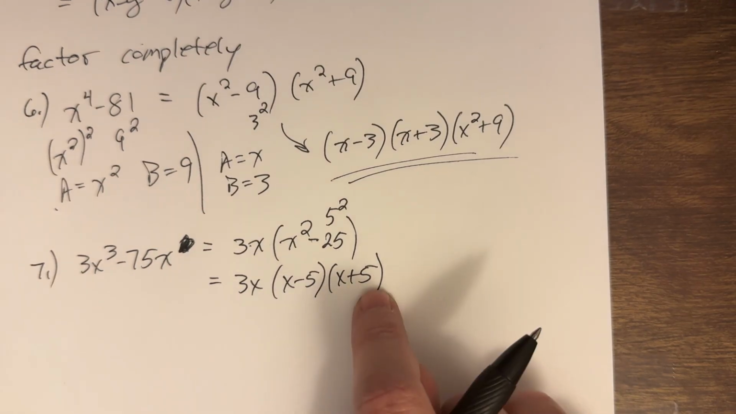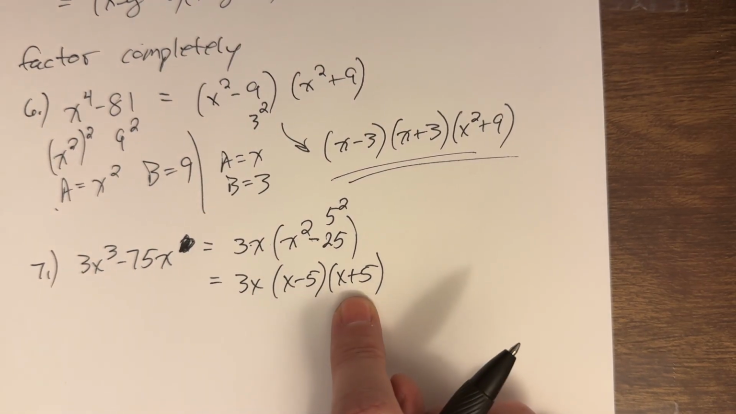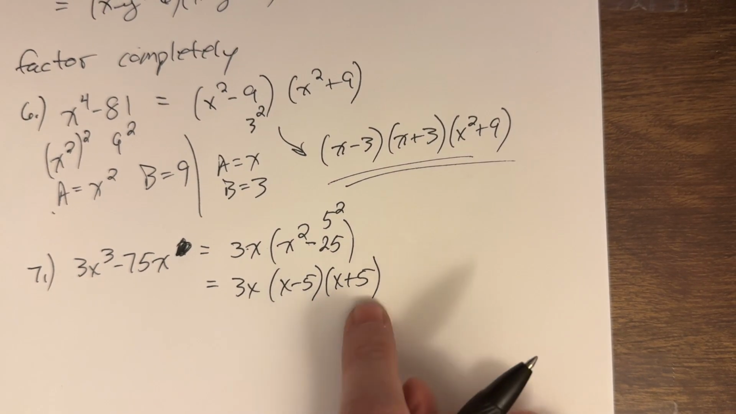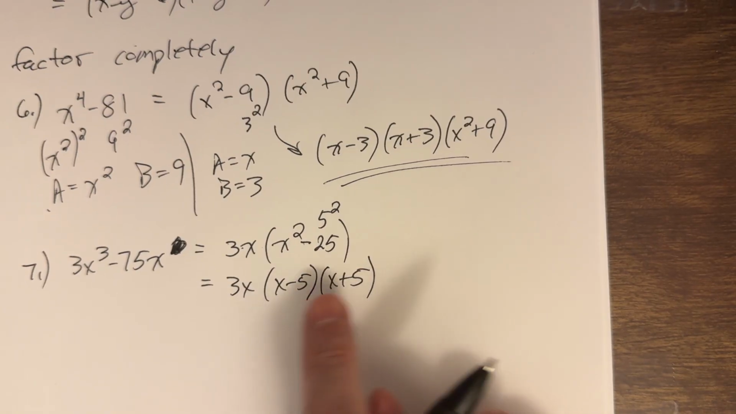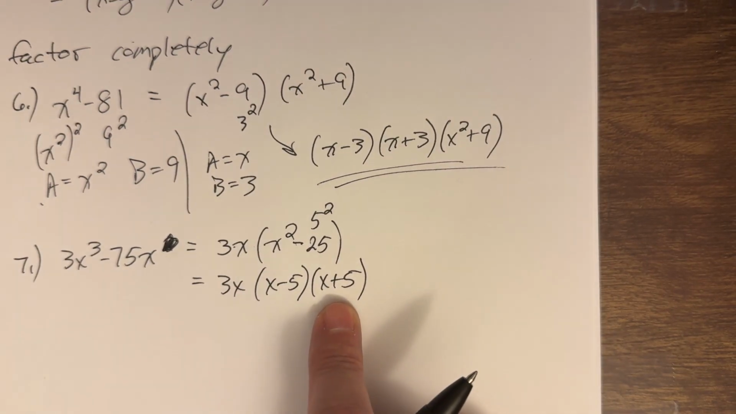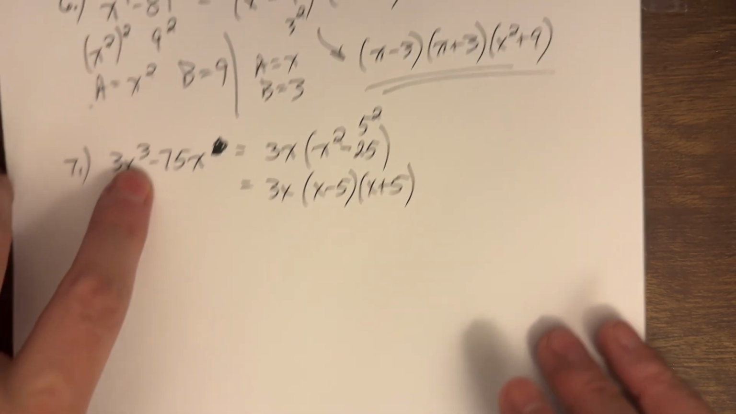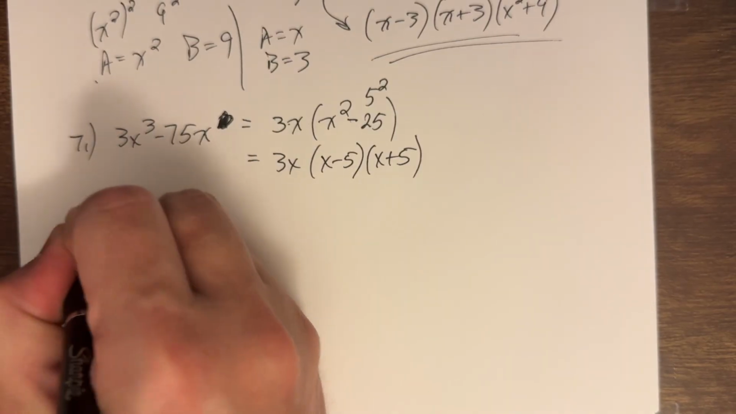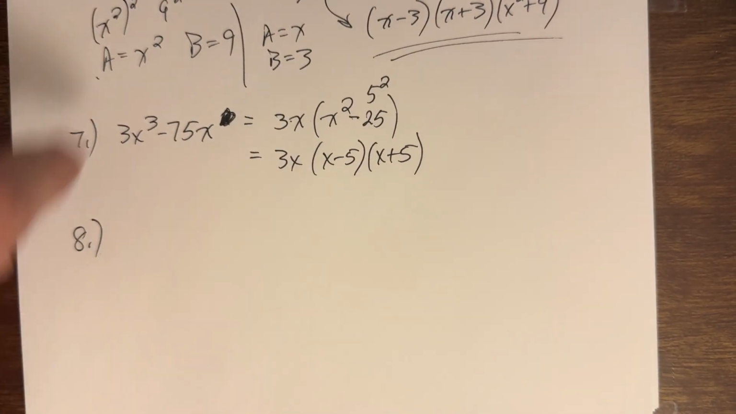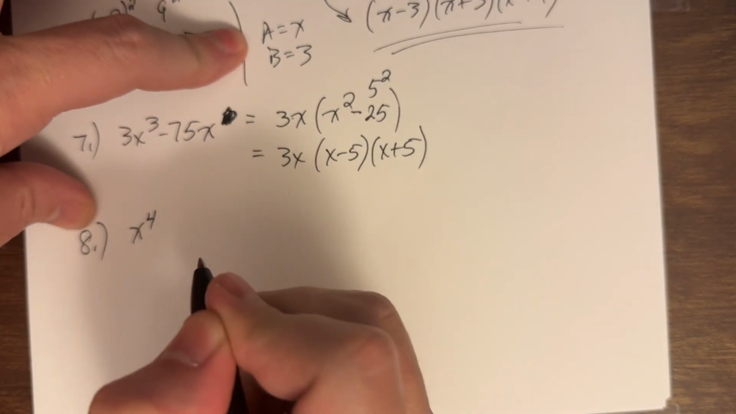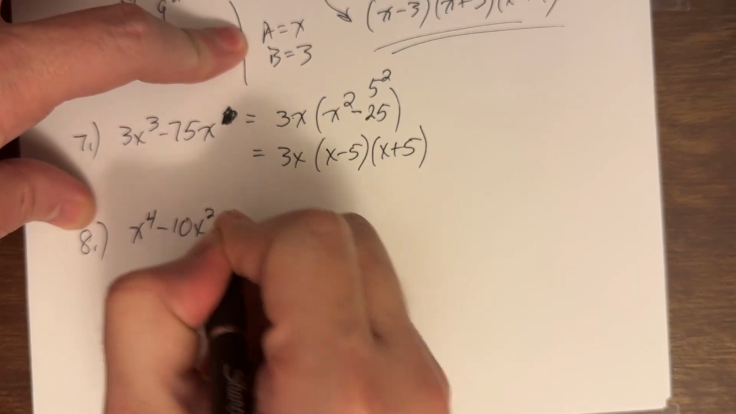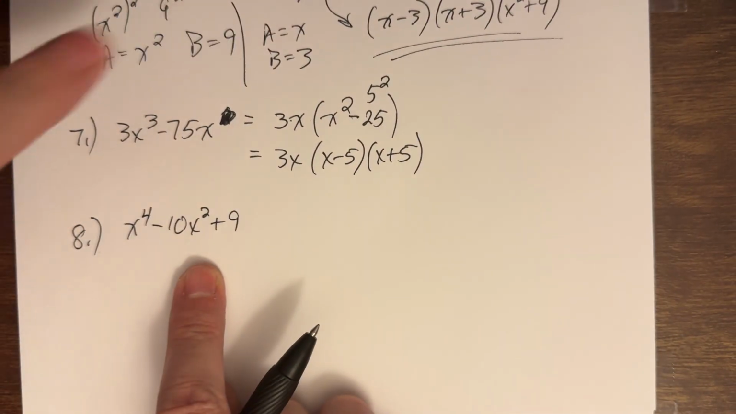Linear factors like this, linear, again, variable to the first power, unless they have a common number, there's no other special forms for stuff like that. So a nice job on number 7, and we'll finish up with this first special form with number 8. Number 8, we're looking at x to the 4th minus 10x squared plus 9.